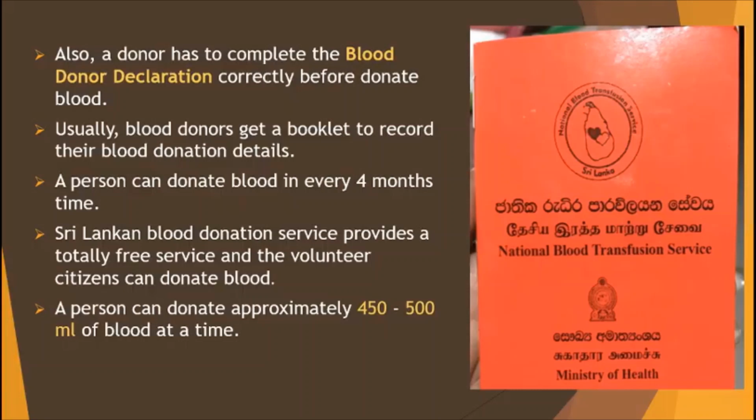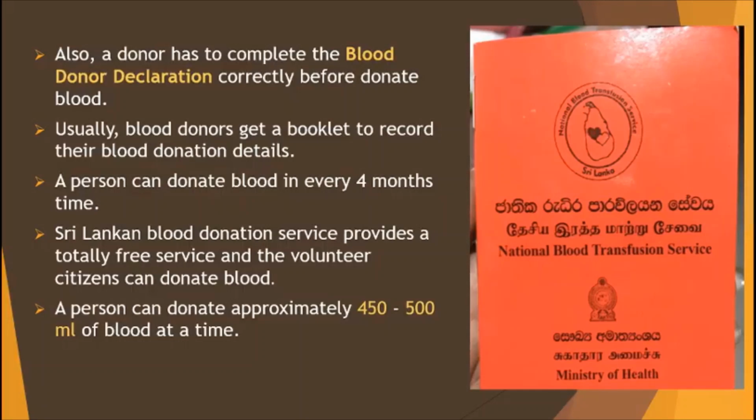Approximately 450 milliliters to 500 milliliters of blood are donated at a time. In the diagram, it shows the booklet that is given to the donors by the National Blood Transfusion Service.